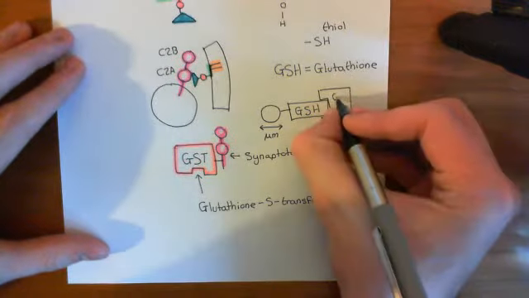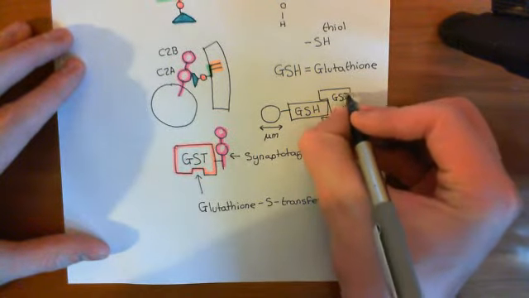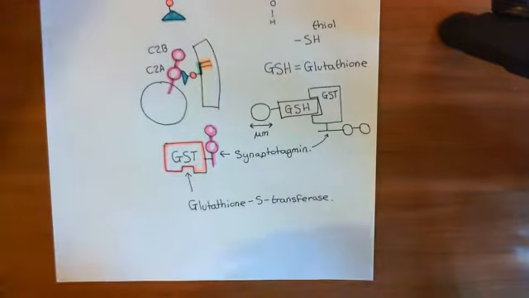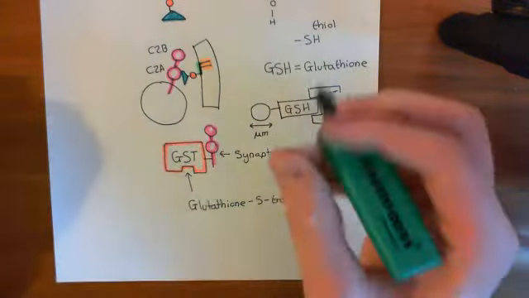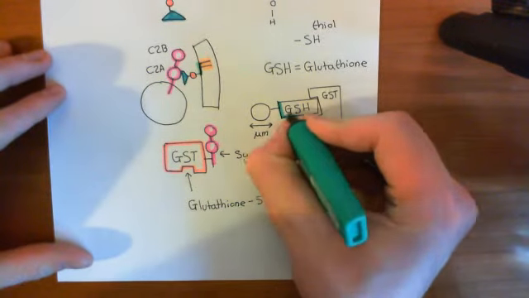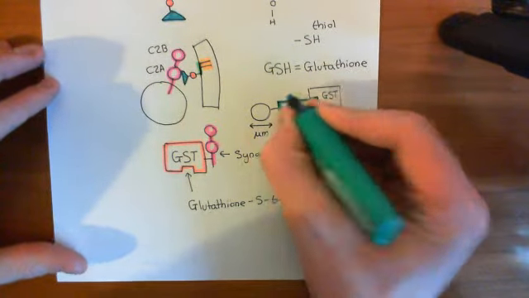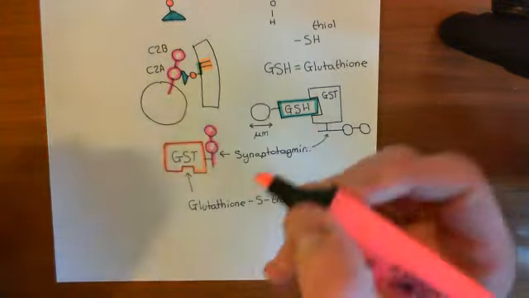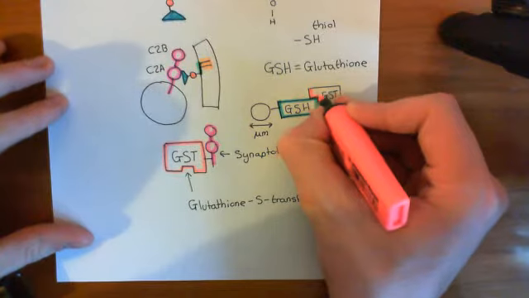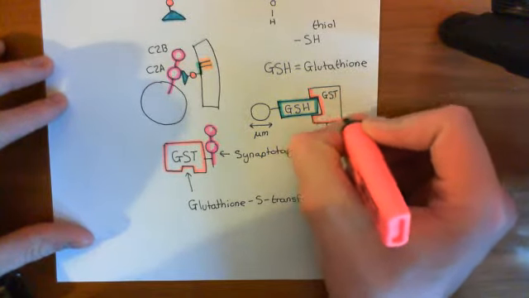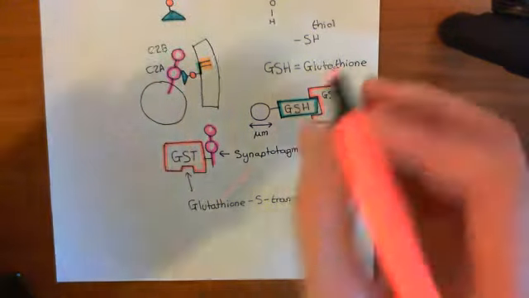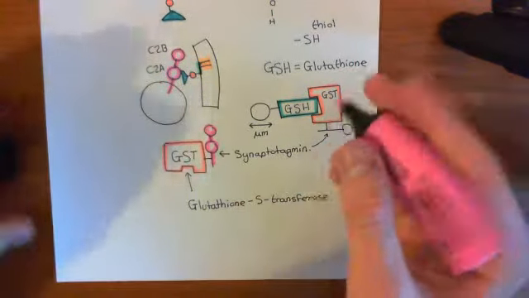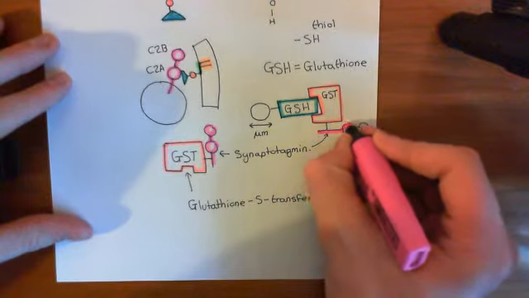So let me label everything up. This is the glutathione S transferase here, this is synaptotagmin. Let me colour things in as well. Glutathione, we'll colour in this turquoise colour here. Glutathione S transferase, we've coloured that already in red, so we better stick to that convention. So this is red for glutathione S transferase. And finally, we'll have a pink colour for synaptotagmin over here. So this is synaptotagmin.